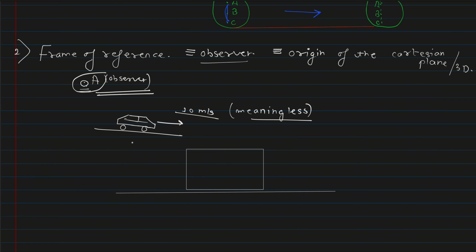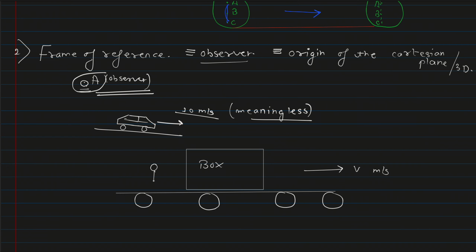Okay, so let's say this is a train, and there's a box kept over it. The train is moving in this direction at a certain speed, v meters per second.